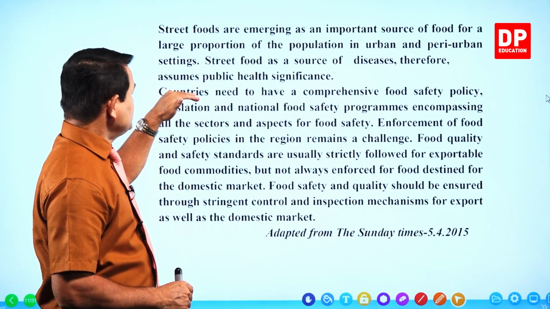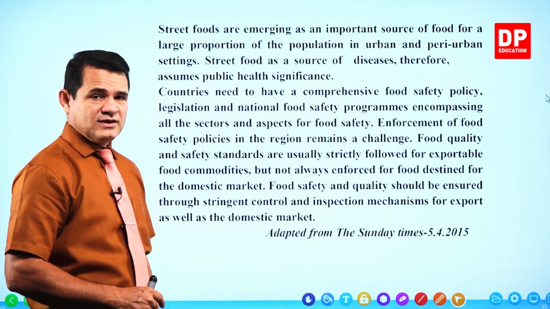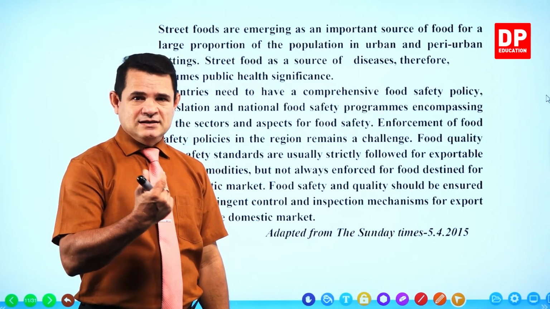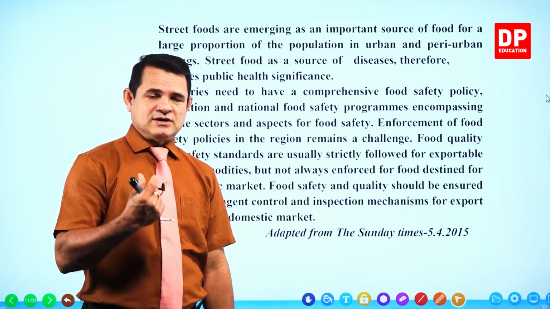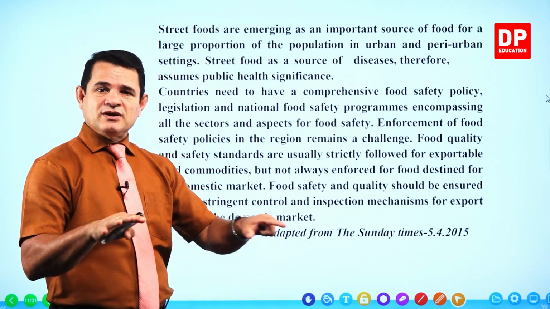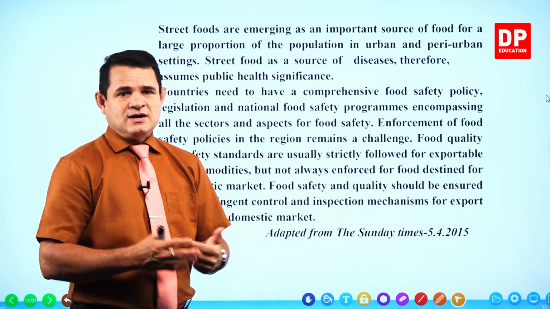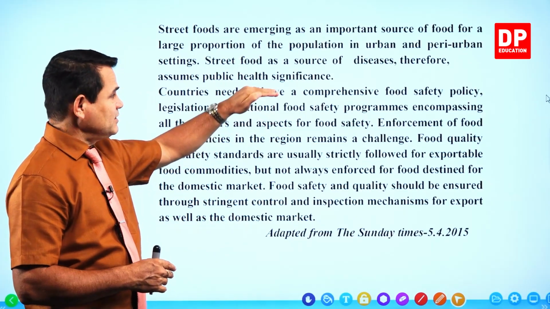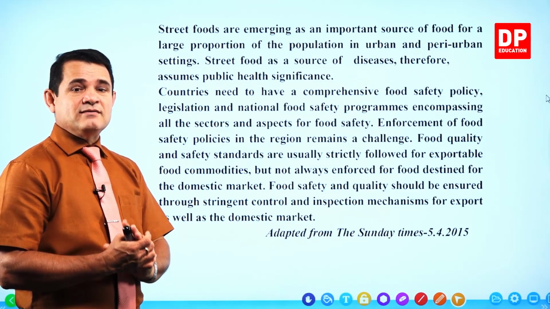Therefore, it assumes public health significance. So this public health, මහජන සෞඛ්‍යයට significantly that assumes, right? ඒක කෙලින්ම විශේෂයෙන්ම බලපානවා. So this street food, මහජනයාගේ සෞඛ්‍යයට, ශරීර සෞඛ්‍යයට විවිධ ලෙඩ රෝග හැදෙන්න මේක it can be one reason.